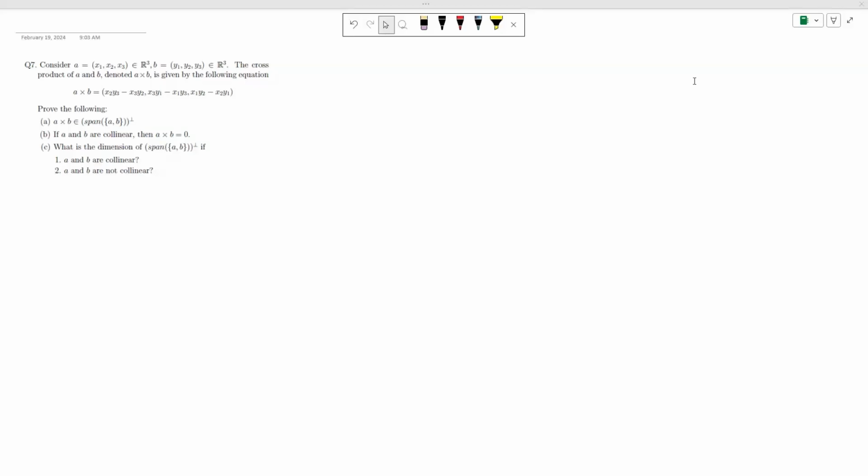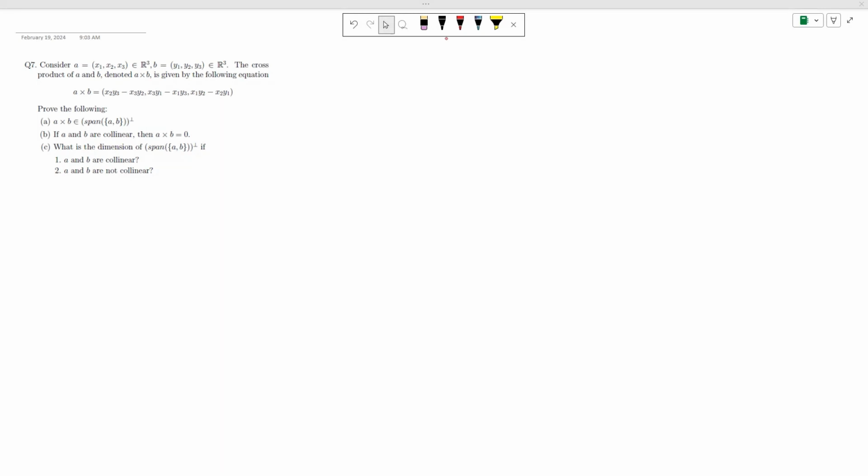Today we're going to review question 7 as our exercise. The first thing we're going to do is look at part A, and we're going to show that the cross product is in the perpendicular space of the span. What does it mean to be in the perpendicular space of the span?